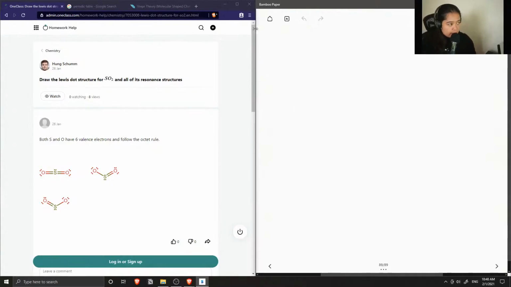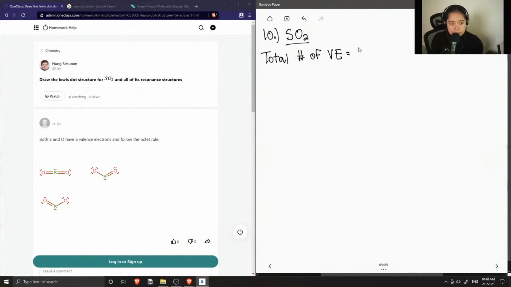Okay, so question number 10. Draw the Lewis dot structure for SO2 and all of its resonance structures. So first, let's calculate the total number of valence electrons for this compound.